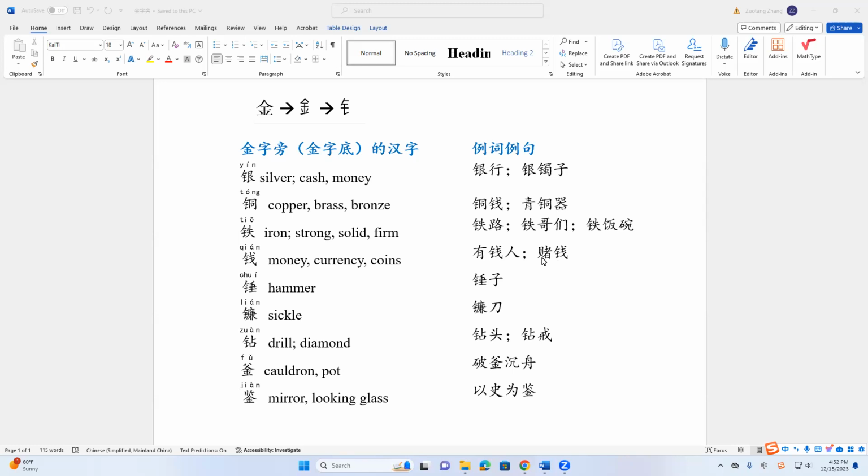Also you have a term called 赌钱. 赌 means to bet or to gamble. So 赌钱 means to gamble money, or bet money on something. Okay, 赌钱.